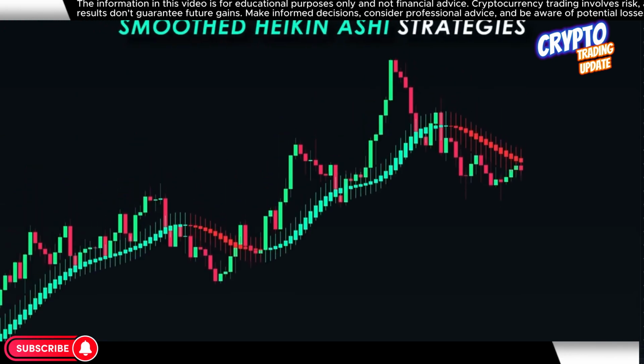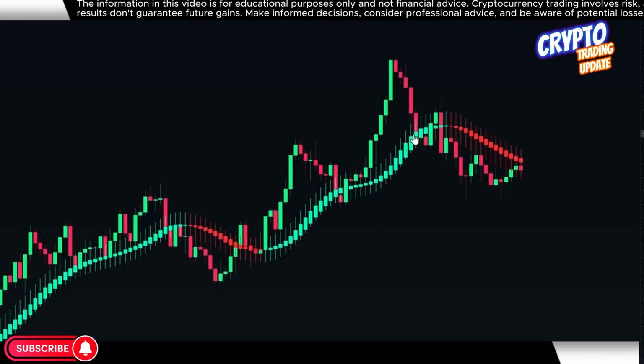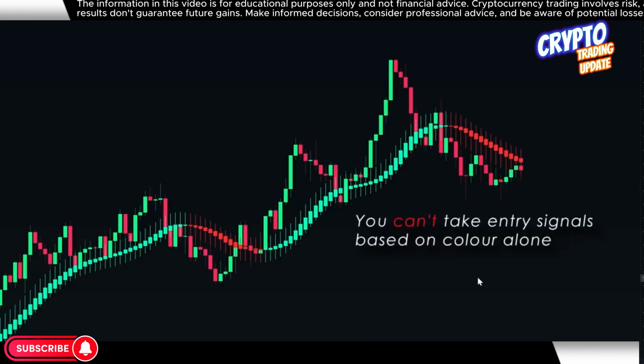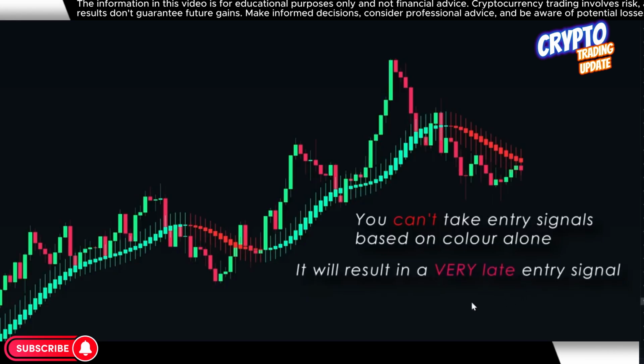Strategies that you can use with the Smooth Heikin Ashi. So as we know, the indicator displays red and green candles depending on the trend direction. However, you need to remember that this isn't a buy or sell signal. You cannot take a buy position just because the indicator turned green, and you can't just take a sell position just because the indicator turned red. That isn't how you're supposed to use the indicator, because using it that way will actually result in a very late entry signal. Let's observe an example.